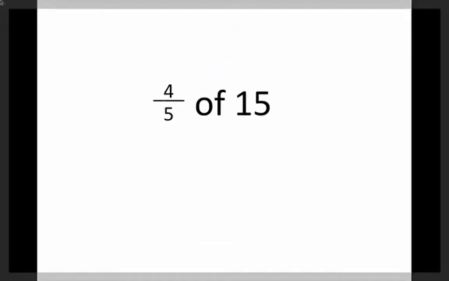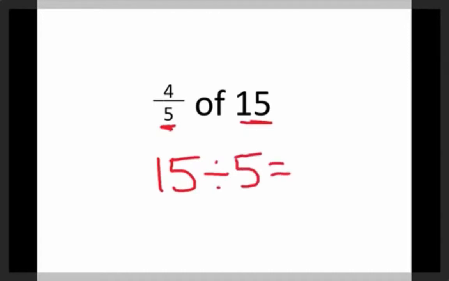Now, there is an algorithm or a strategy that can be used to do this as well if I don't have a picture or have counters, and that strategy is to first divide, then multiply. Let's take a look at that on this same example. I have a set of 15, and what I want to do is make that into 5 equal groups. So the first step is to divide that 15 into 5 equal groups, and 15 divided by 5 will give me 3. We said our second step is to multiply.